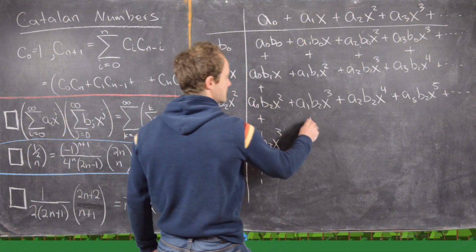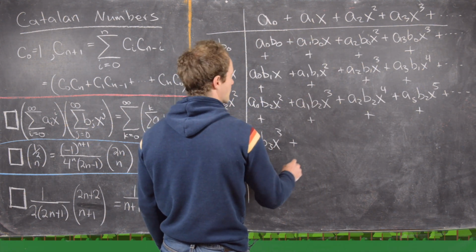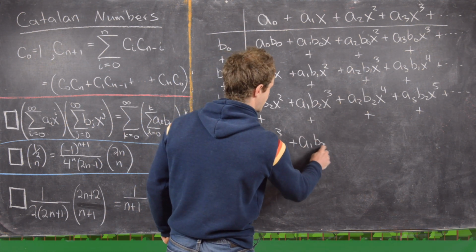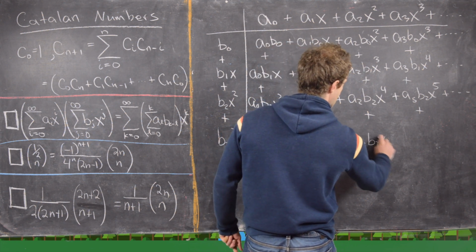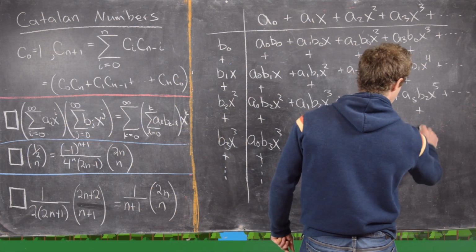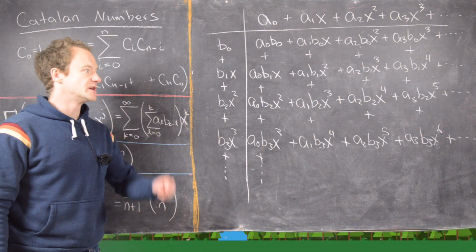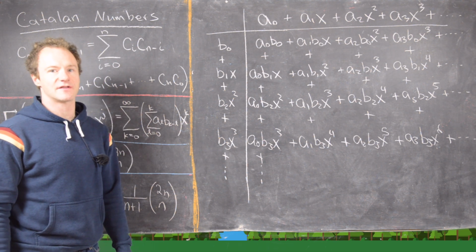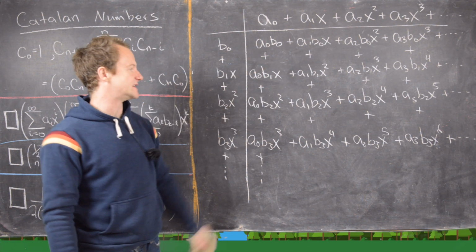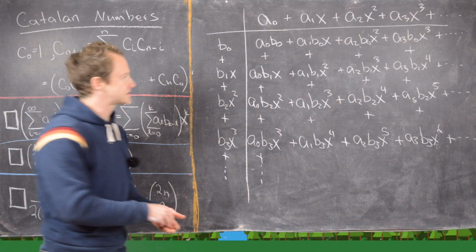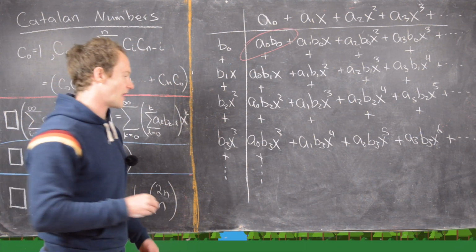Finally, down here, I'm going to have a1 b3 x to the fourth, plus a2 b3 x to the fifth, and then finally a3 b3 x to the sixth, plus dot dot dot. Great, that gives me some idea for how this is going. Now if I look at my diagonals going this way, I can see common powers of x. Notice everything on this diagonal is x to the 0th power.